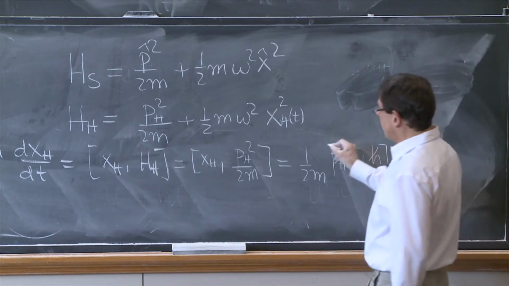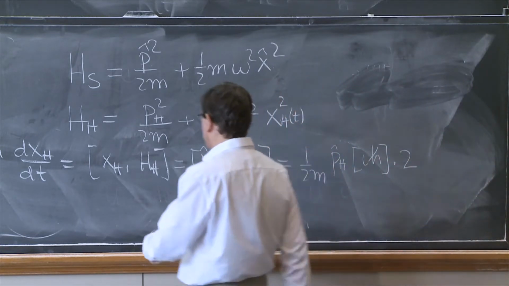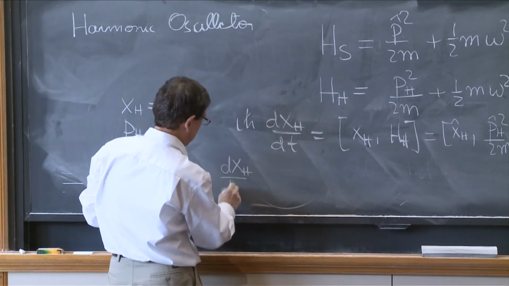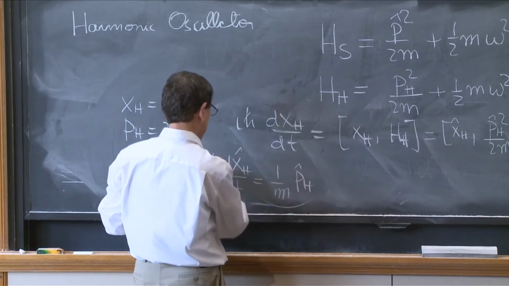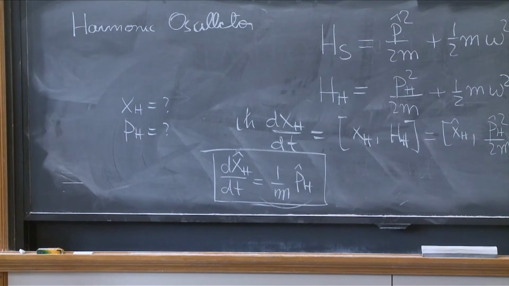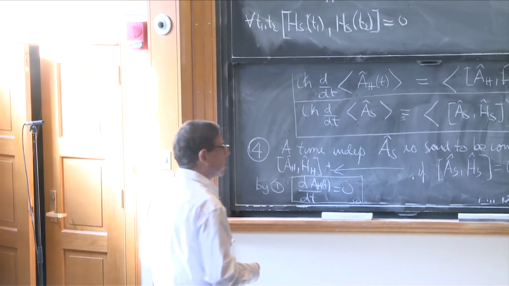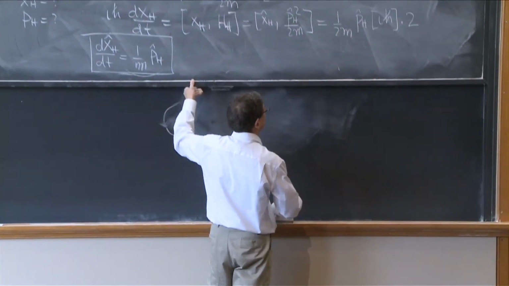So you can put hats, would look better maybe. And then what do we get? The i hbar there and the i hbar cancel, and we get some nice equation that says dx Heisenberg dt is 1 over m p Heisenberg. Well, it actually looks like an equation in classical mechanics. dx dt is p over m. So that's the good thing about the Heisenberg equations of motion. They look like ordinary equations for dynamical variables. Well, we've got this one. Let's get p.